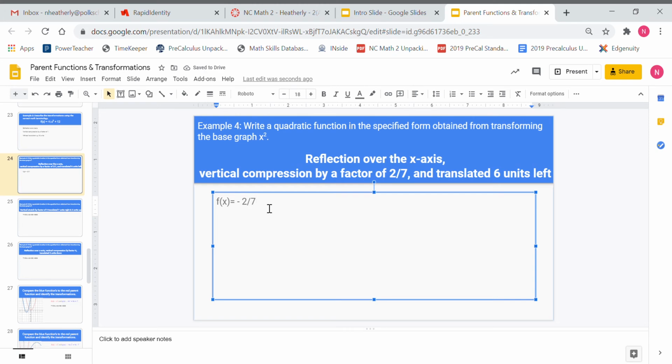And then it's translated left. Since we have horizontal movement, we are going to use parentheses. Since it goes to the left, we will add, and then we will square it. So we've got a negative 2/7 times (x plus 7) squared. I'll make that a little bit bigger so you can see it. To get that squared function, if you are typing, since we are in Google Slides, if you hit Control and the period button, it will make it a superscript for you. And then to get out of it, you would hit Control period again, and you'd be out of that superscript.